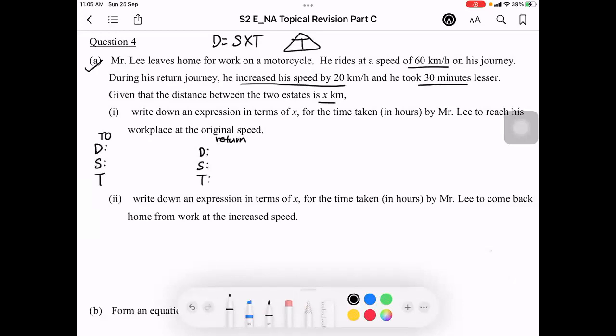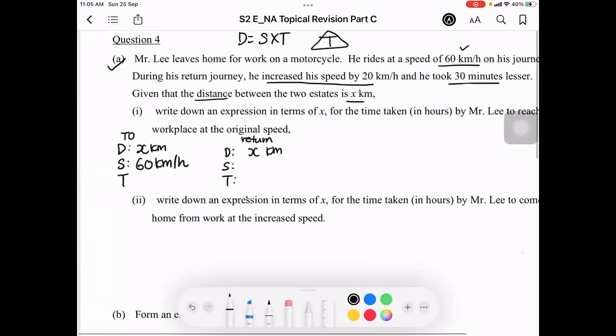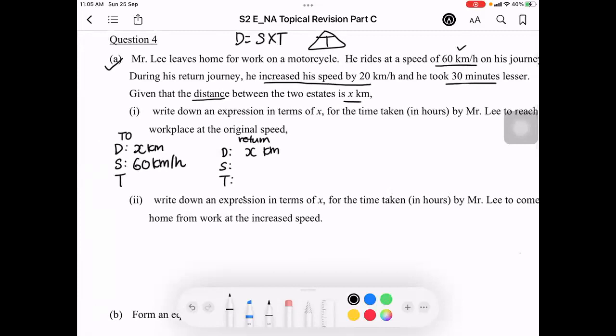Okay, first part. Mr. Lee leaves for work. They give me the distance already, it is X kilometer. So both the distances are X kilometer, it says, between the 2 estates. Next, he rides at the speed of 60 kilometers per hour on his journey. On his return journey, he increased the speed by 20. So from 60, I increased the speed by 20, become 60 plus 20, correct? So this one will be 80 kilometers per hour.